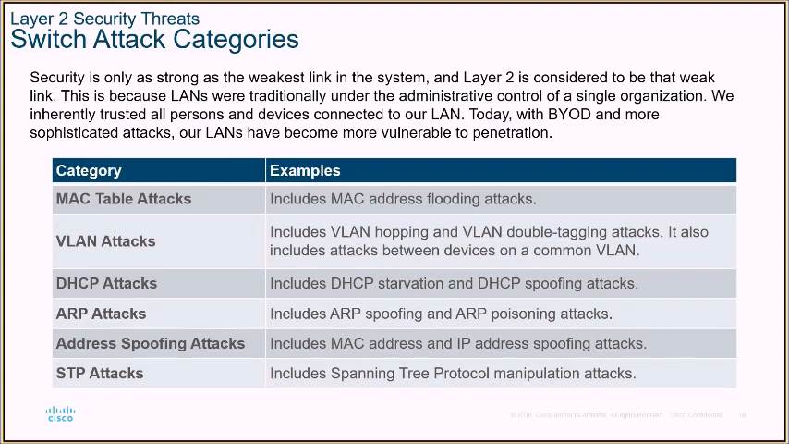DHCP attacks include DHCP starvation and spoofing attacks. I think we will talk about that. ARP, again, you can do some spoofing for MAC addresses and poisoning as well. And of course, spoofing again can be, of course, for MAC addresses, but you can also have IP spoofing.